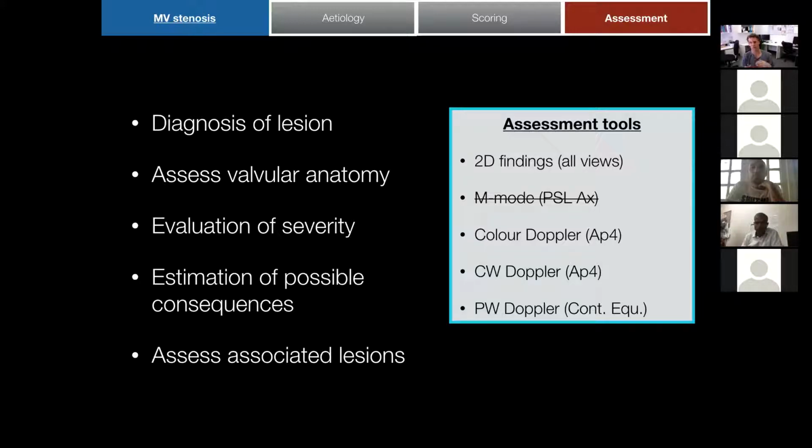First of all, it can help diagnose the lesion. Then we can assess the valvular anatomy, particularly with the 2D. We can then look at the evaluation of the severity, possible consequences, and other lesions, particularly with the Doppler analysis. I've put a line through M mode because in all the recent papers and guidelines, they're talking about it not actually being that great and not that useful anymore.